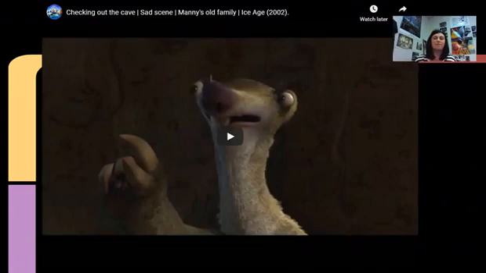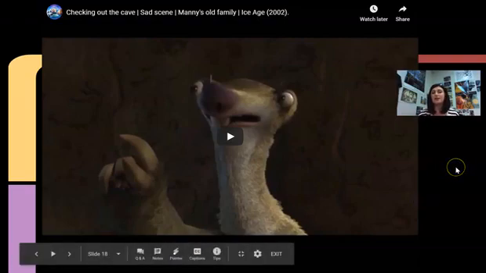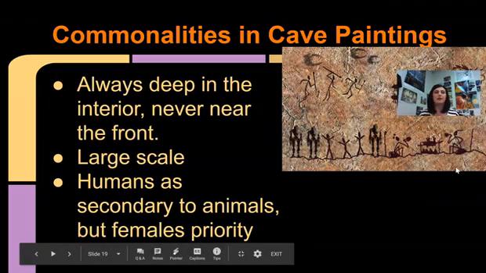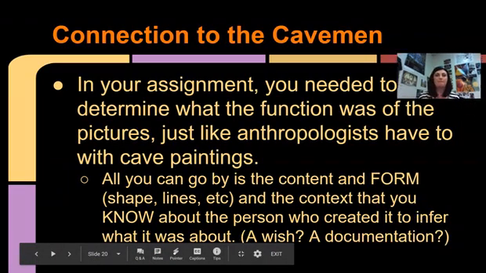This is a clip from Ice Age where they actually find the cave paintings. It's a very sad scene, but if you watch it, you can see that the mammoth, I can't remember his name, is very realistic and so is his family, but the hunters are not. So Ice Age actually got this right. All right, so we talked about this already, so we're going to move on from there.